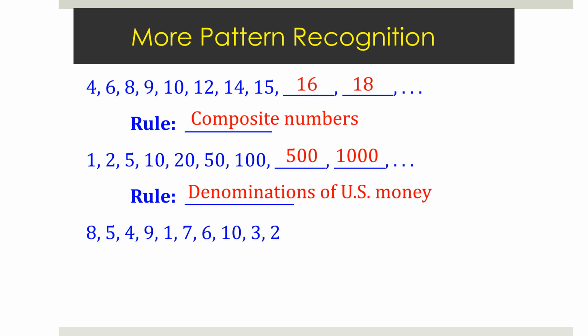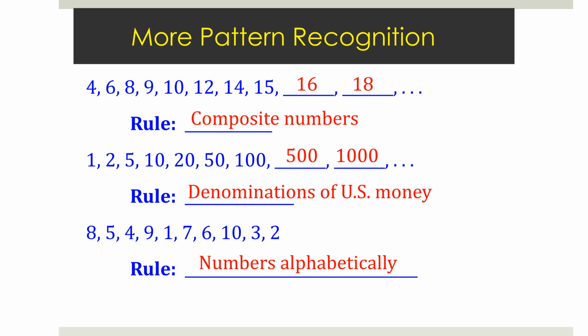This one's different. Notice I don't have the three dots after it. This is what's called a finite sequence, meaning it ends. The question is, why are those numbers in that particular order? Go ahead. Numbers 1 through 10 in alphabetical order. Very nice. 8, E-I-G-H-T, is the first number spelled out alphabetically. Good. So these are pattern recognitions for sequences, whether they're infinite or finite.